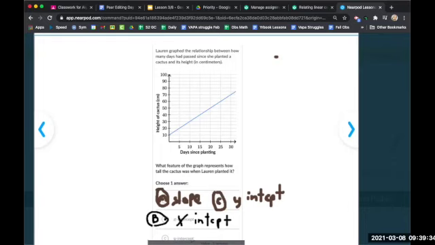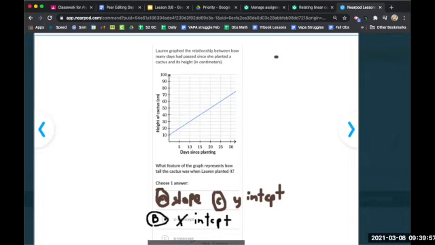And remember, Lauren graphed the relationship between how many days had passed, and that would be on the x-axis. The number of days since planting: 5, 10, 15, 20, 25, 30. How many days have passed since he planted the cactus, and its height? So what's going on at 0? At 0, no days have passed and it's already 10 centimeters high.